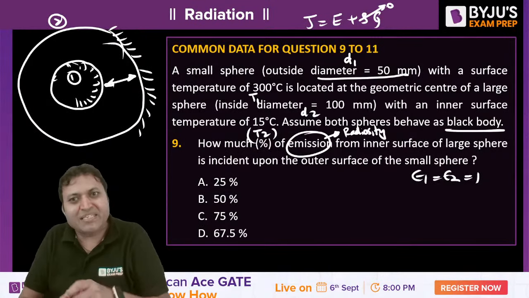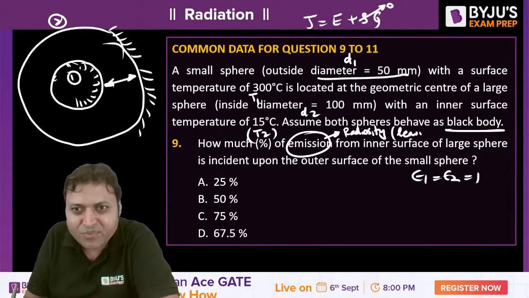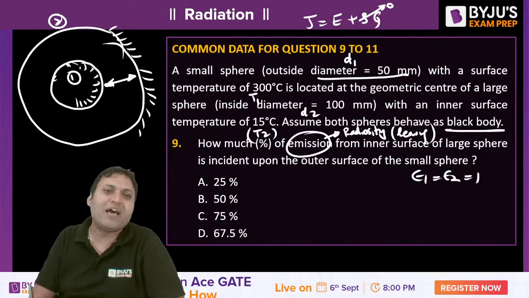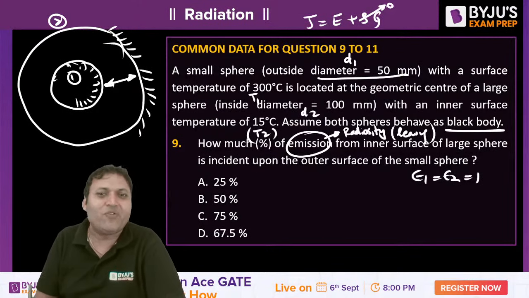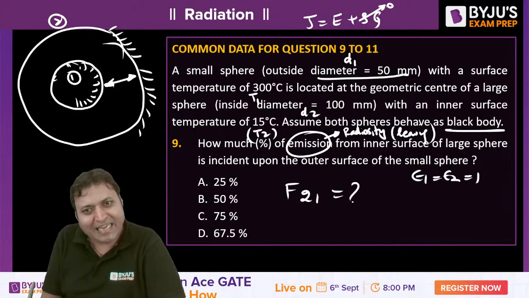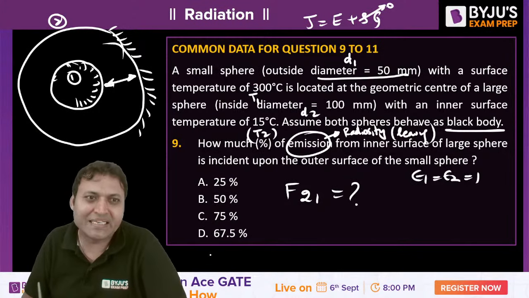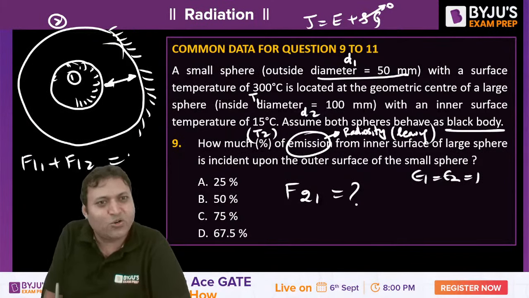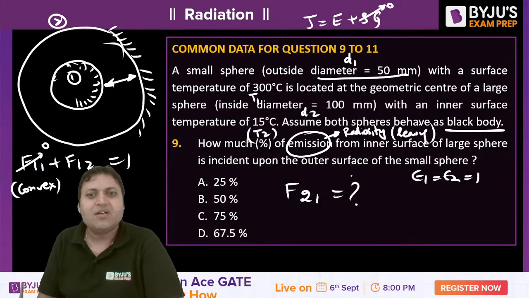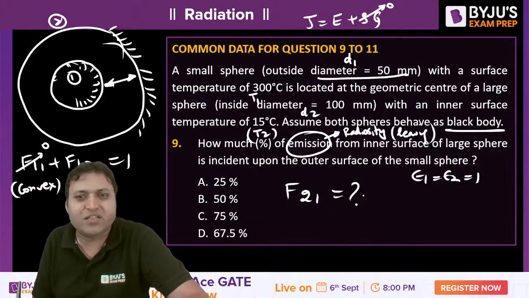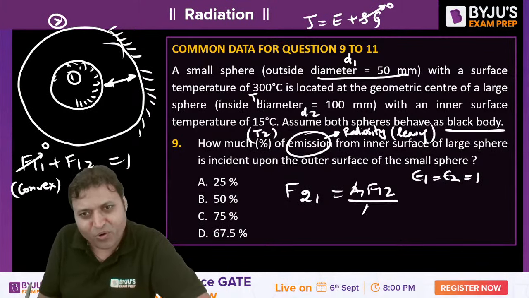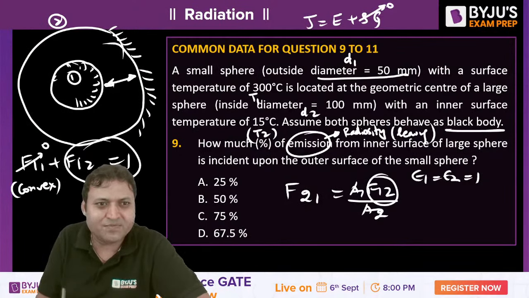So the emission, meaning radiosity or the radiation which is leaving the black body, and the fraction of radiation leaving from the bigger sphere and reaching the smaller sphere will be how much? F21 is required in the question, isn't it? From the enclosure theorem, F11 plus F12 is equal to 1, and F11 is 0 because it is a convex surface. F21 from the reciprocity theorem, we can write as A1 F12 upon A2, and F11 is 0.